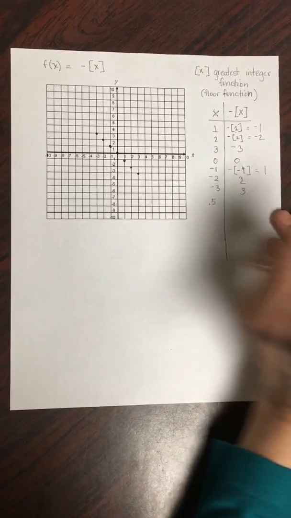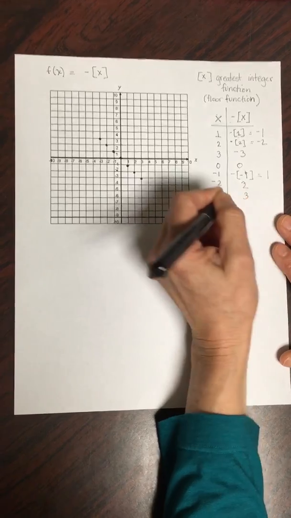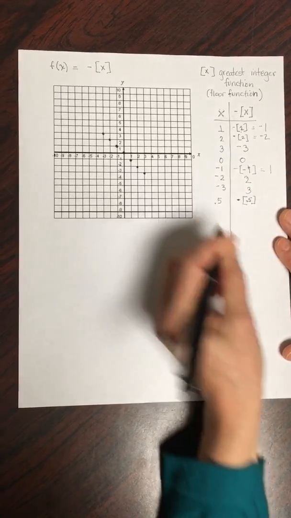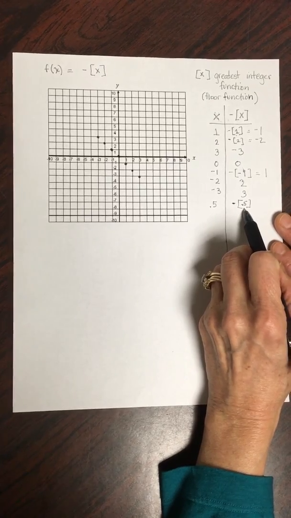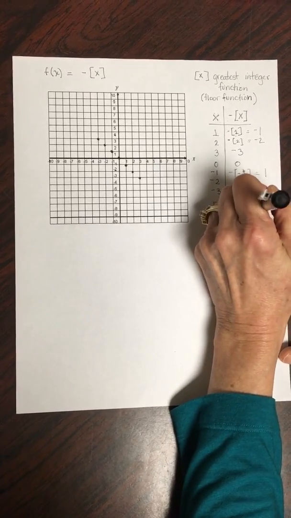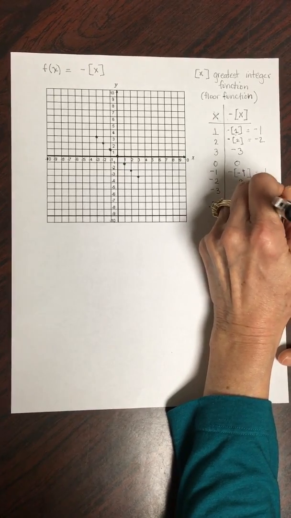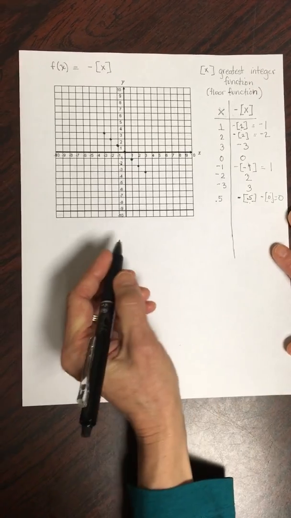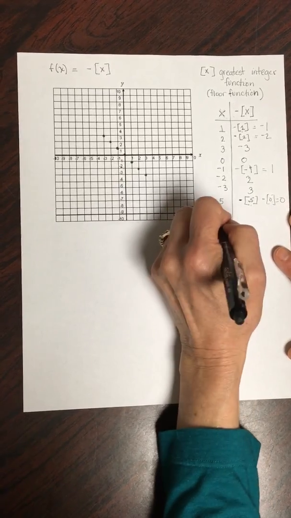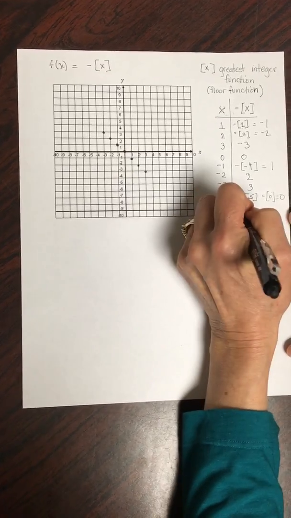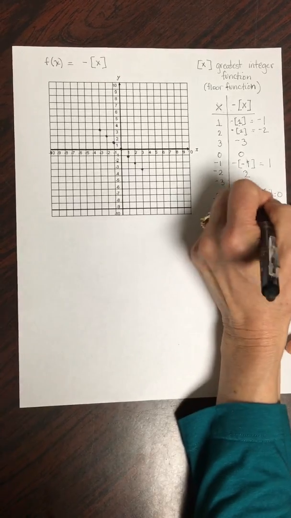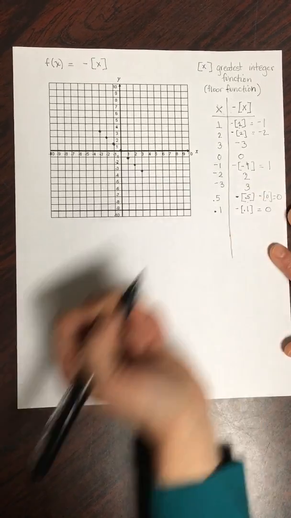And we're going to start with 0.5. So we put 0.5 in there, and the greatest integer for 0.5 that doesn't exceed 0.5 is 0. So this turns out to be 0 because the negative of 0 is 0. So we have 0.5 is 0. Now we're going to put in 0.1, and you're going to see the exact same thing happens. You're going to get 0 again.